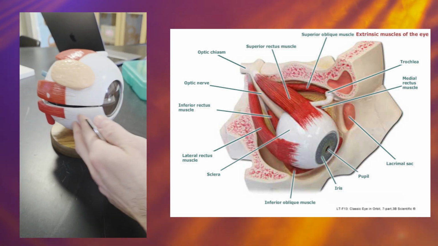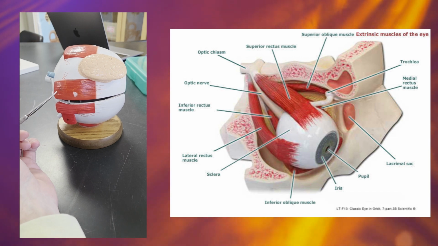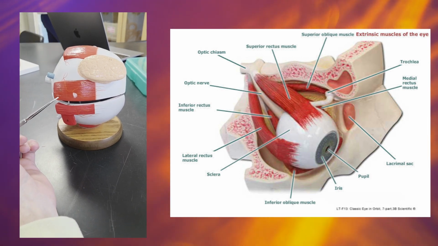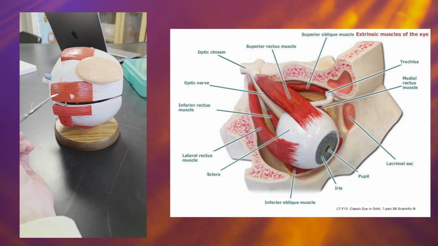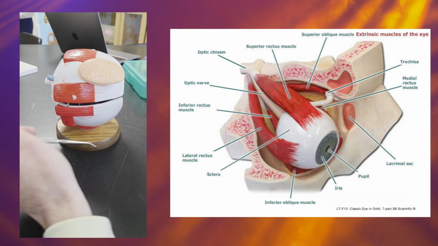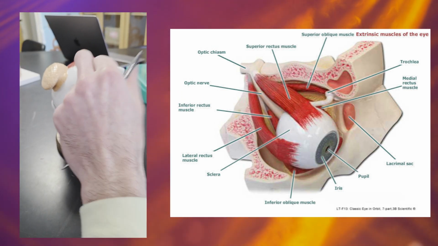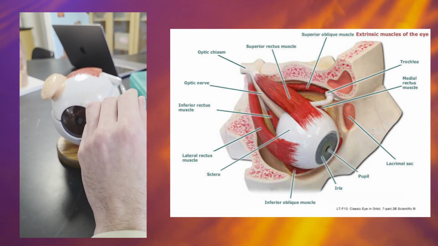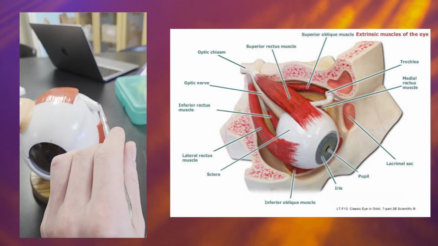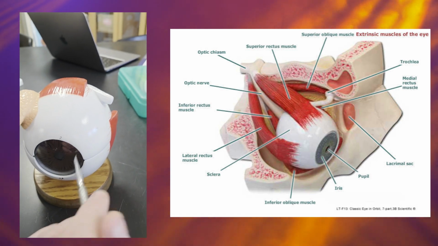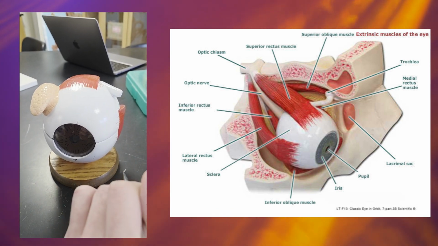So the lateral rectus muscle, let me turn it again, is innervated by the abducens nerve, which is the cranial nerve 4, which essentially just controls the movement of this muscle. Whereas, if I turn this model again, the superior oblique here is innervated by the trochlear nerve, which is cranial nerve number 4. And the rest of the muscles that we've gone over are innervated by the oculomotor nerve, which is cranial nerve number 3.